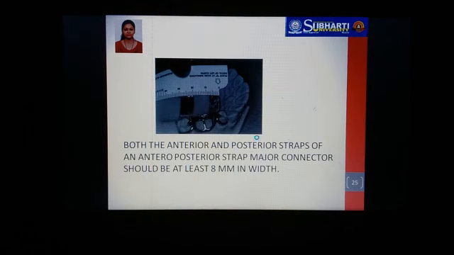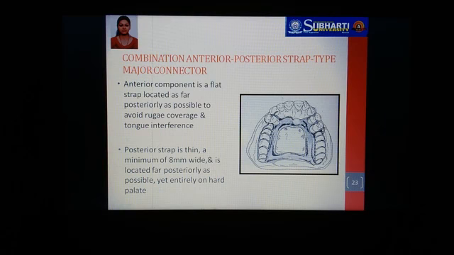Why? Because if we keep the anterior border too far anterior, we are giving up coverage of the rugae. One thing we should keep in mind is that there are just two straps present, one anteriorly, 8 millimeters, and one here, 8 millimeters, and this kind of design also provides rigidity to the prosthesis.